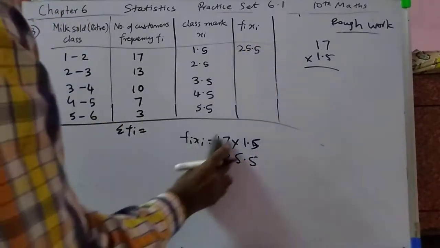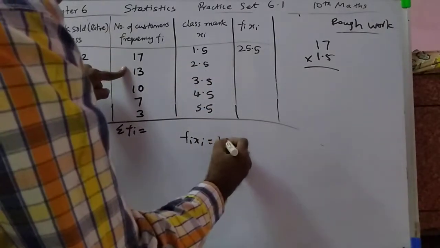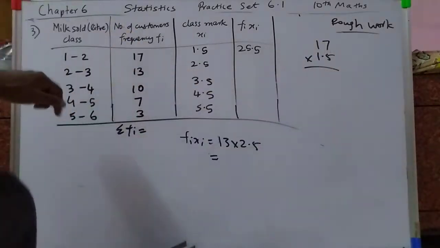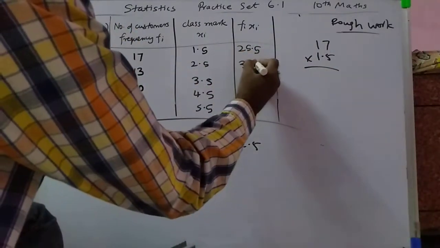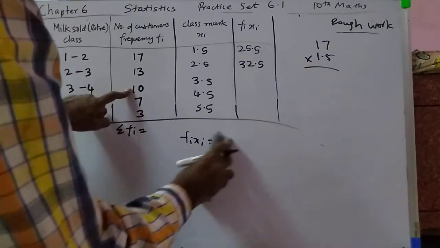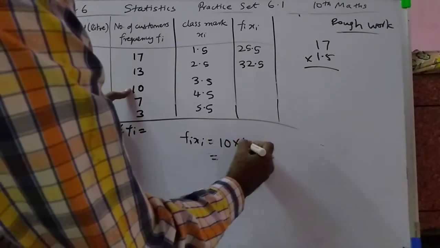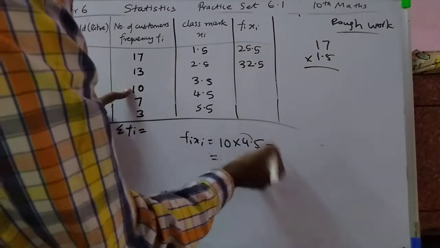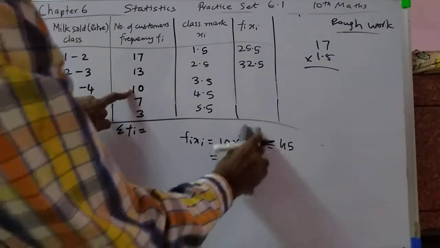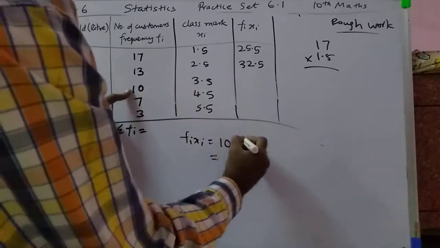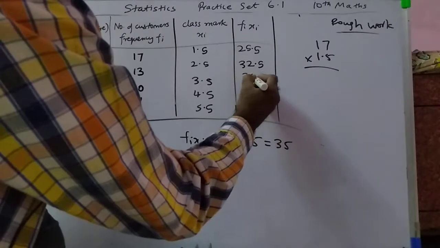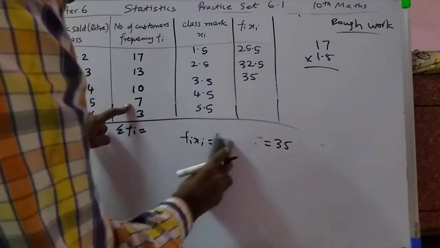Then take the next one, 13 and 2.5. Here also multiply like this. Then I will get 32.5. Take this one, 10 into 4.5. Point will go this side. That's all, 45 you will get. Sorry, 35. 10 into 3.5, point will go here. So it will become 35. Now take 7 into 4.5.